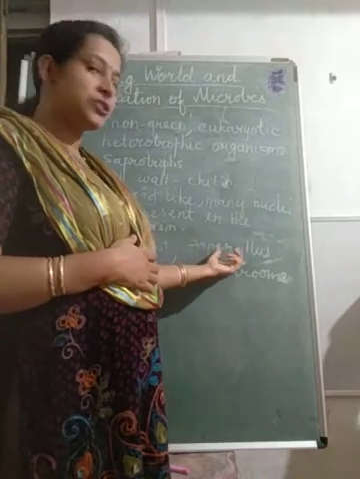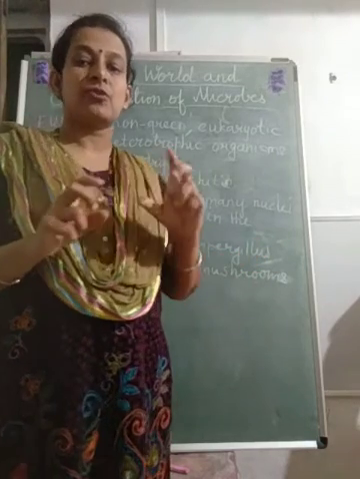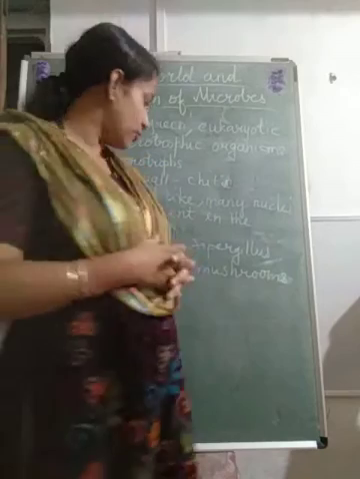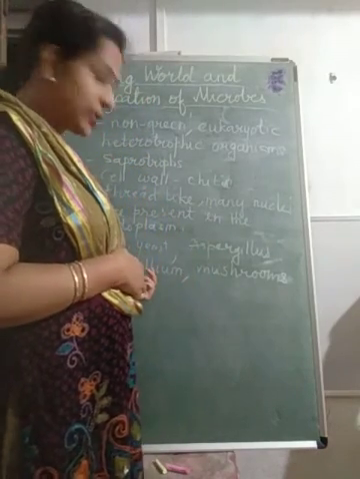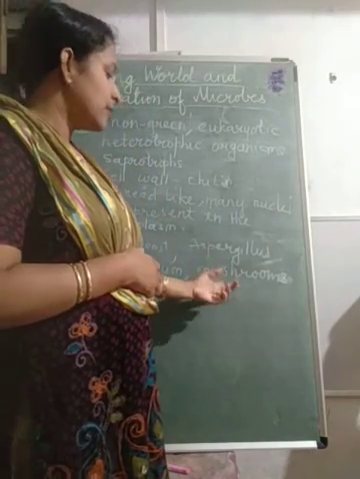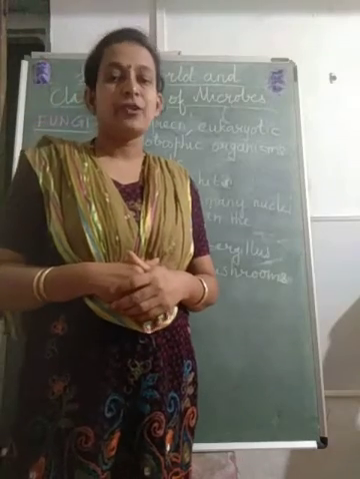Then we have aspergillus. Aspergillus mostly grows on corn. Corn, you might be aware of what corn is. Then penicillium. Then mushrooms also come under the kingdom fungi.